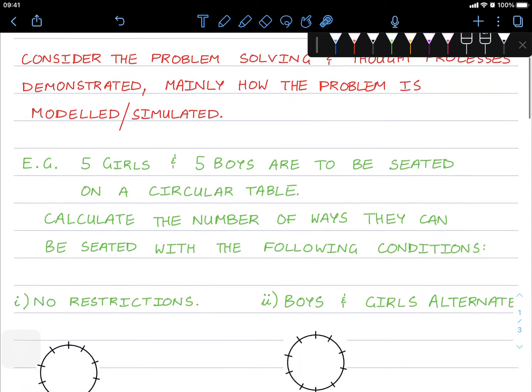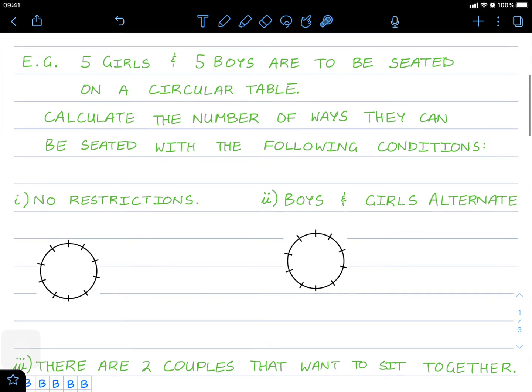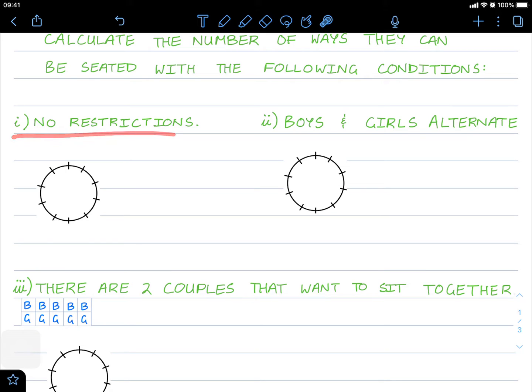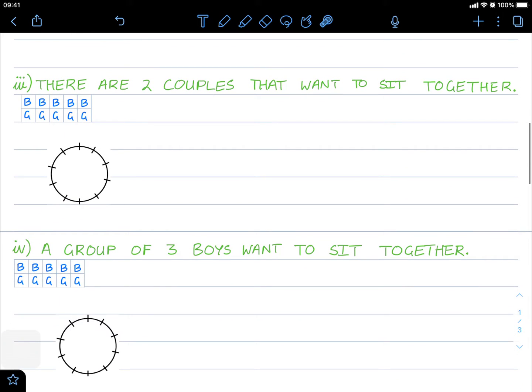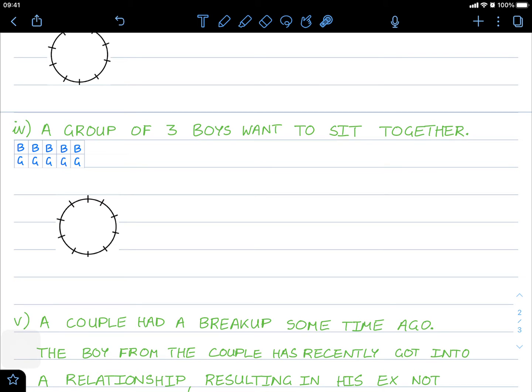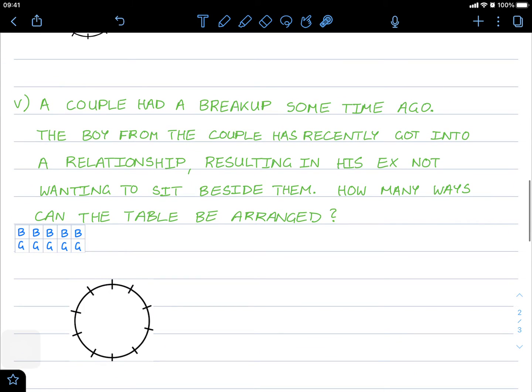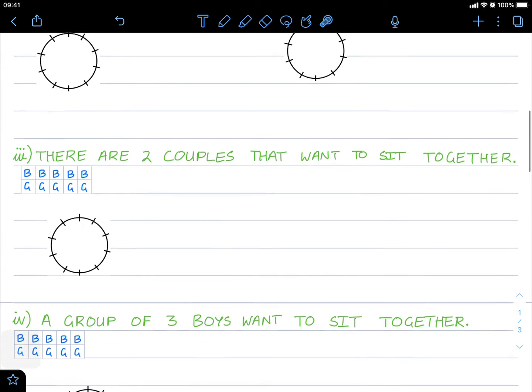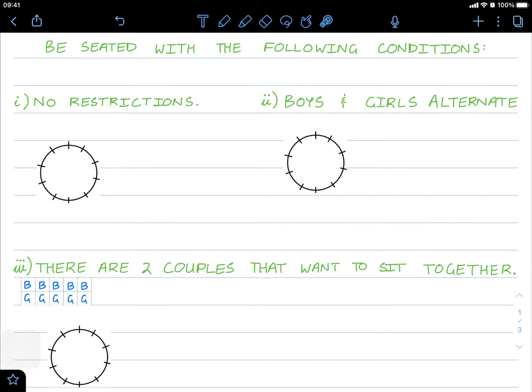So here we go. In this case, we have 5 girls and 5 boys to be seated at a circular table. Let's calculate the number of ways they can be seated with the following conditions. First one, no restrictions. In this one, the boys and girls must alternate. There are 2 couples that want to be seated together. There is a group of 3 boys that want to sit together, and this very long one that we'll get to in time. So you can pause the video at any time and try to answer these yourselves.